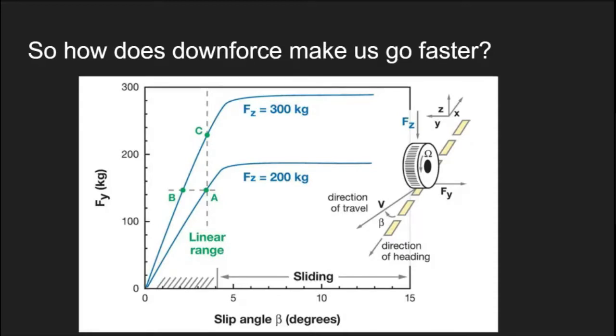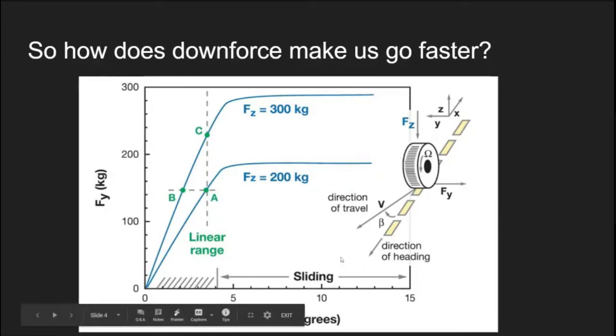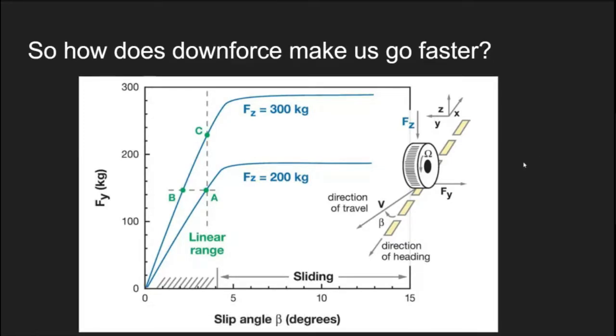So let's assume that the vehicle weight is 200 kilograms, right? Between 0 and 5 degrees is where you'll still be able to maintain traction with that slip angle. And generally after 5 degrees, you're going to be sliding. So you want to stay within that 0 to 5 degrees of slip angle.